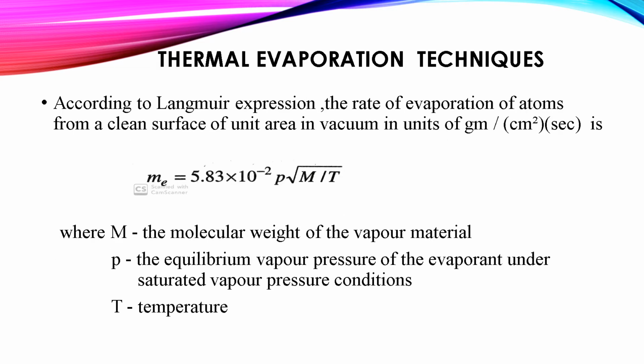And according to Langmuir expression, the rate of evaporation of atoms from a clean surface of unit area in vacuum, in units of gram per centimeter square second, is m equal to 5.83 into 10 raised to minus 2 P root of M by T. In this expression, M is representing the molecular weight of the vapor material, P is representing the equilibrium vapor pressure of the evaporant under the saturated vapor pressure conditions, and T is the temperature.